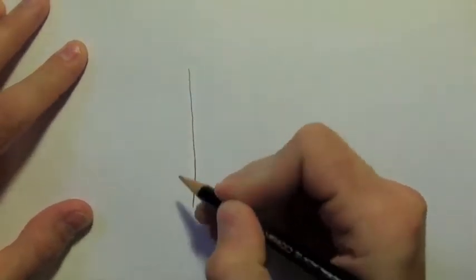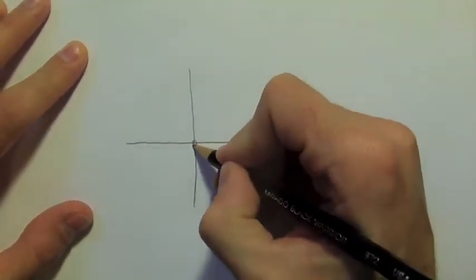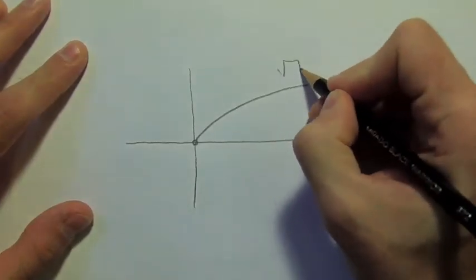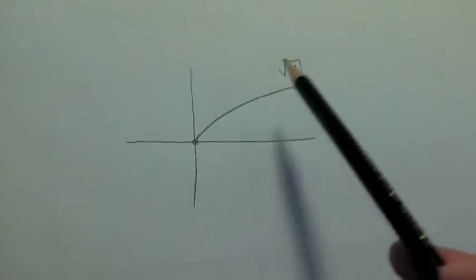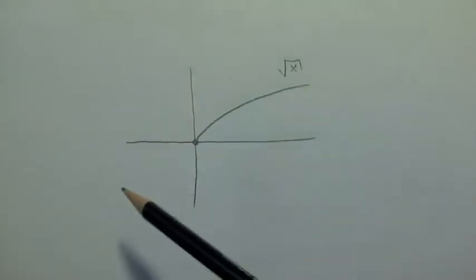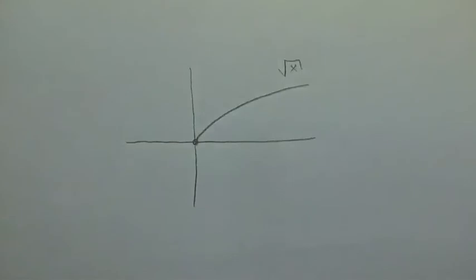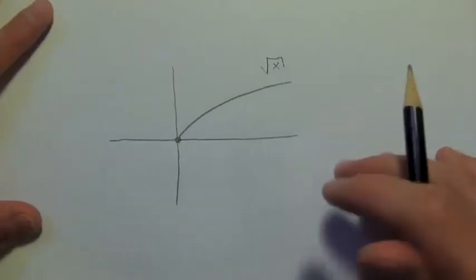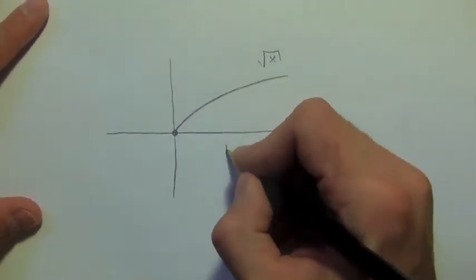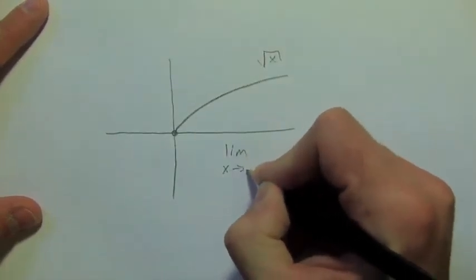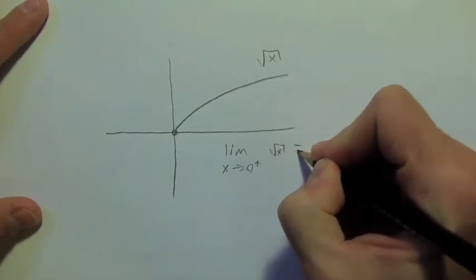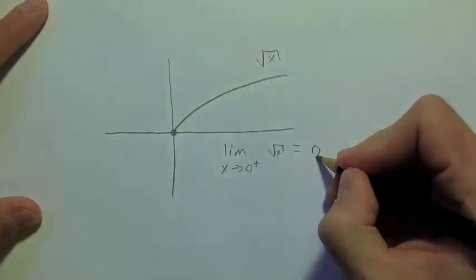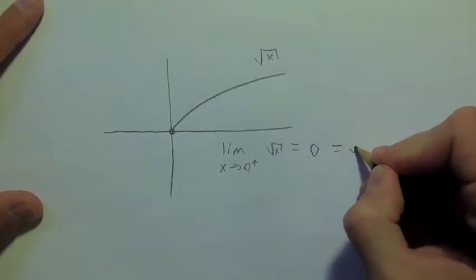what about functions that only exist on one side? Say, if you'll pardon my by hand sketching here, the square root of x, right? It starts at 0 and heads on that way, and it's got no values over here. Okay, so here the limit as x goes to 0 from the right of the square root of x, that exists, right? If you come at this side, it's 0, and that actually equals the square root of 0.